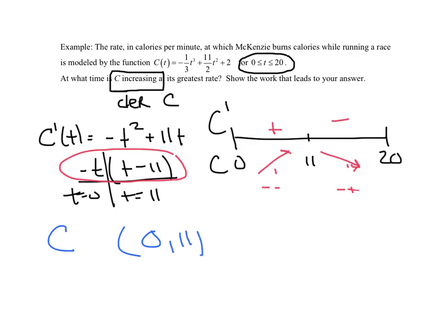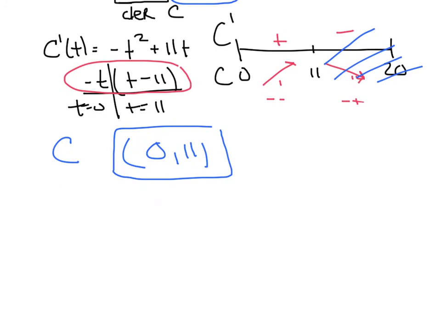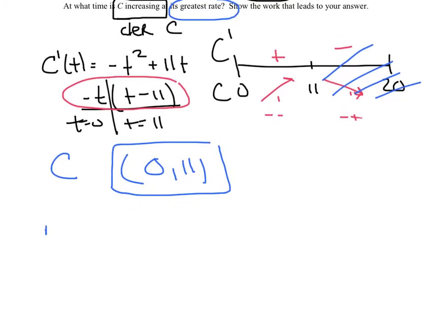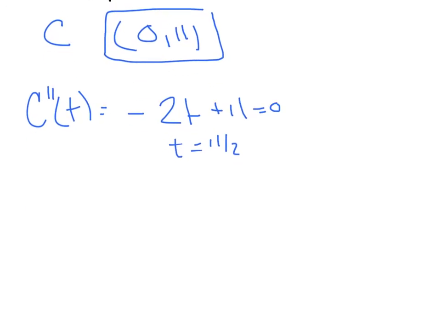Now the question says, at what time is C increasing at its greatest rate? So I know that it has to fall sometime between 0 and 11 because otherwise the function's decreasing. Now to figure out what time that happens, I need to look at C double prime. So let's quickly take its derivative, negative 2t plus 11. So I've got equals 0. T equals 11 halves. So we'll make a sign chart.